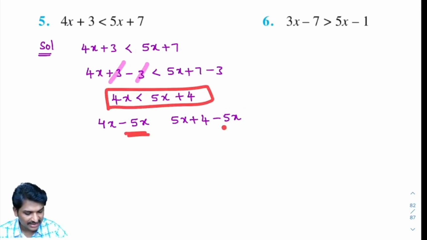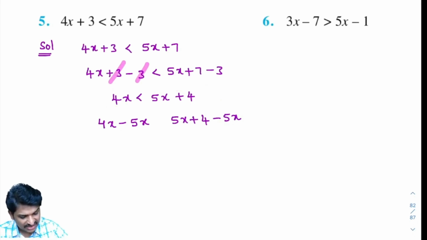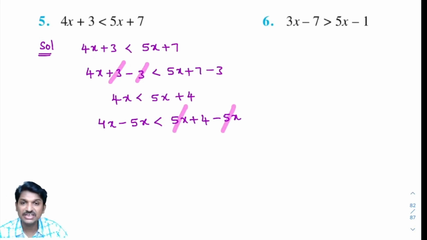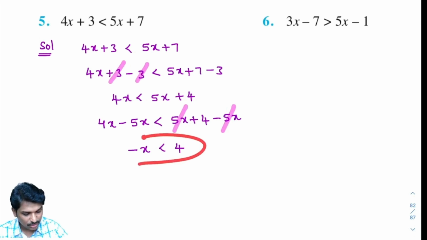For this inequality, I subtract 5x on both sides. Rule number 1 is what? For an inequality, if we subtract the same real number on both sides, the sign of inequality remains the same. That means this less than remains less than only. This is what rule number 1 is saying, right? Now look at the right hand side, plus 5x minus 5x will get cancelled. Now on the left hand side, 4x minus 5x, that is minus x less than 4. I got it like this.